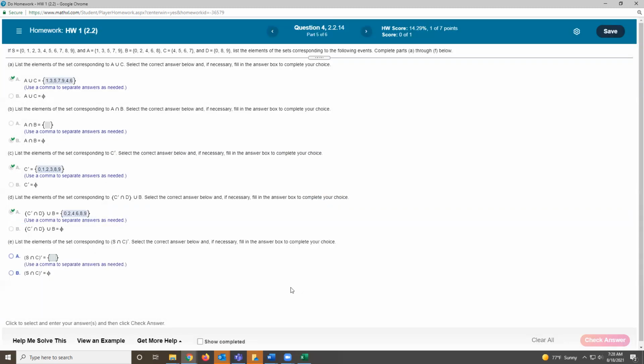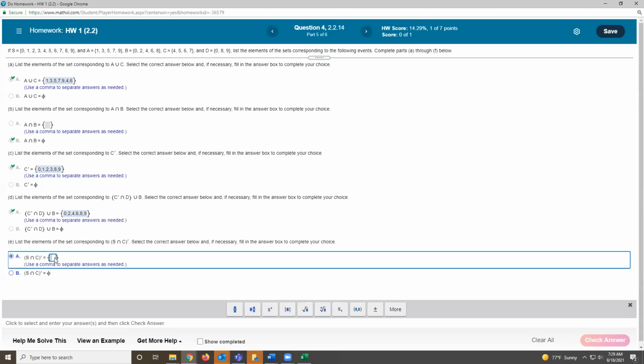List the elements of the set corresponding to S intersection C whole complement. So S is the sample space. Sample space has everything under consideration. So when I intersect it with C, I will just get C. So S intersection C is just C. And then I have complement. So basically, I need the complement of C, which I already have in part C, which is 0, 1, 2, 3, 8, 9.